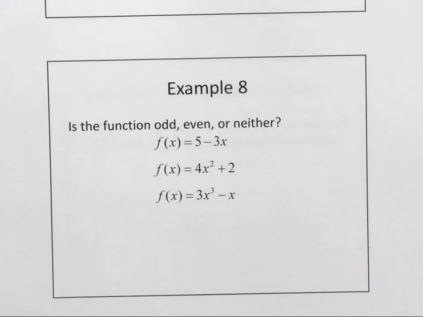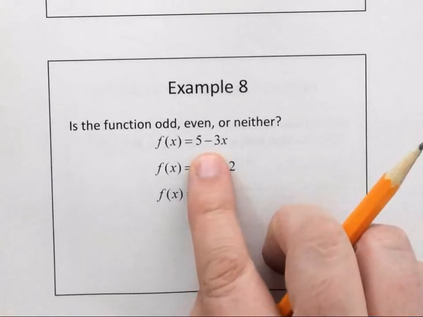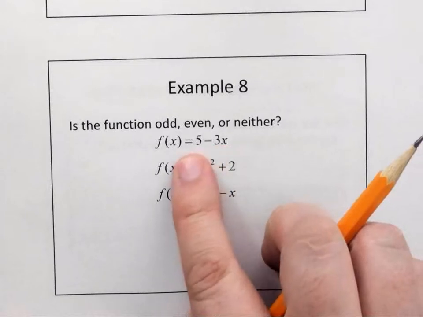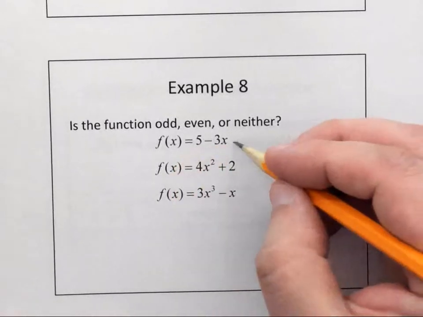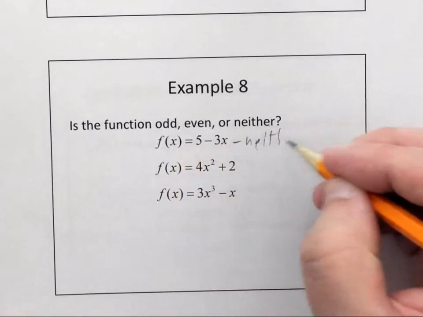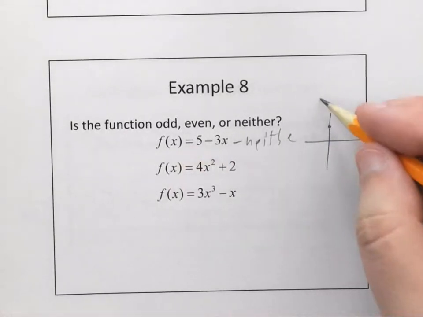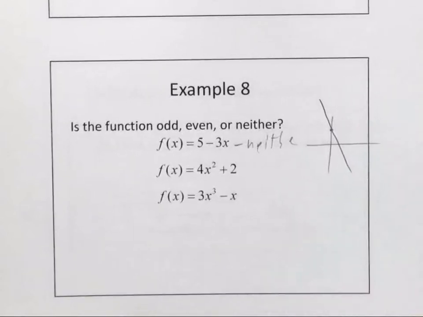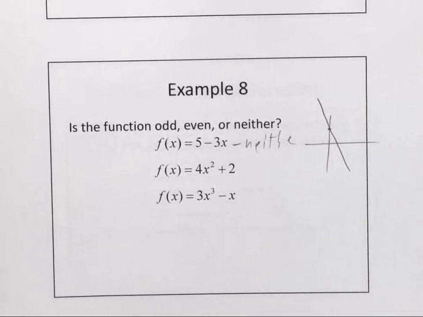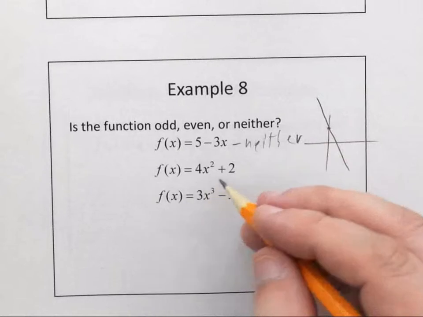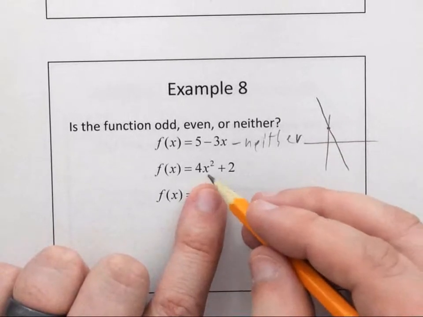about what would happen if I plugged in a negative. If I plug in a negative, this is going to flip sign, but this won't. So that tells me this one's neither. You can also just graph it. It's a line that goes through 5 with a negative slope of 3. Well, that's not symmetric to the origin or to the y-axis. So that one's neither.